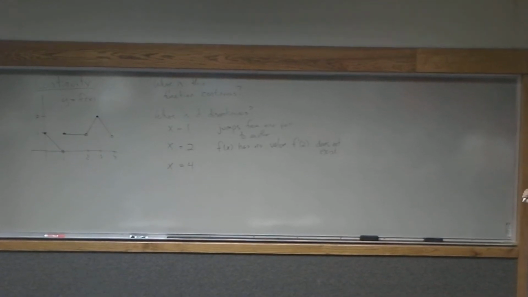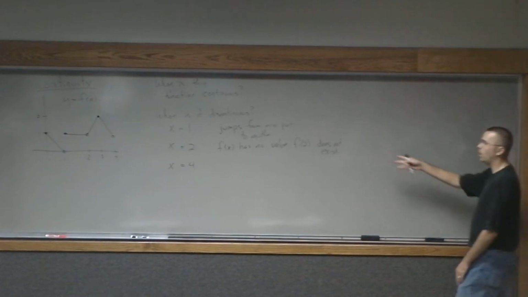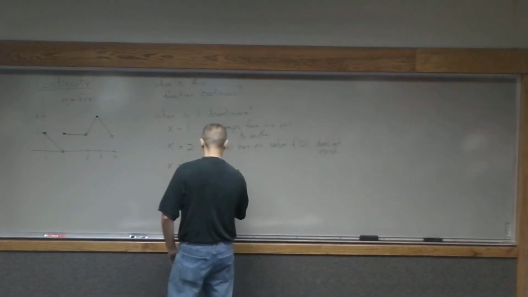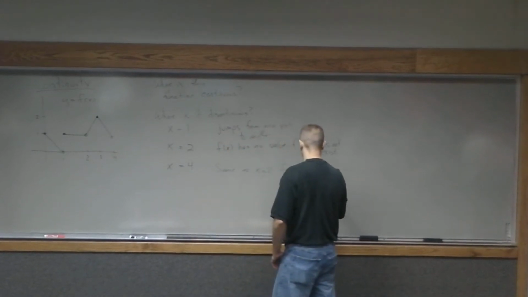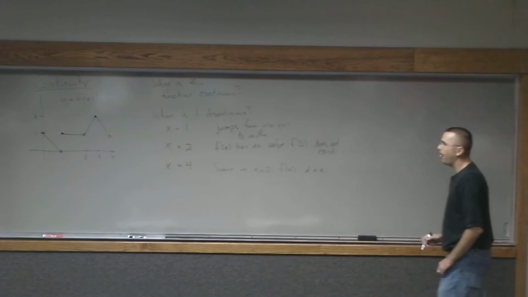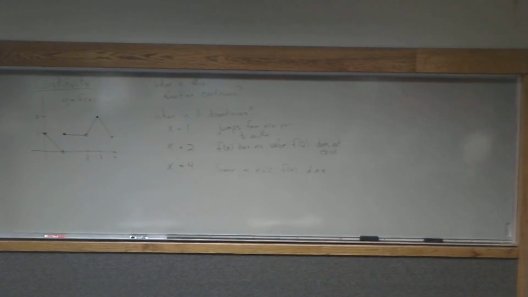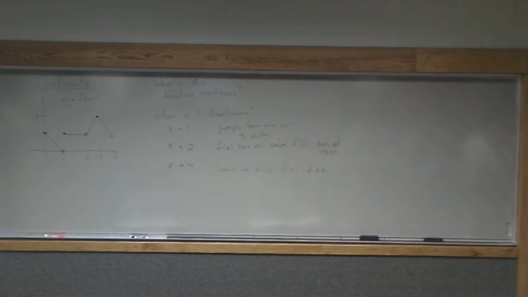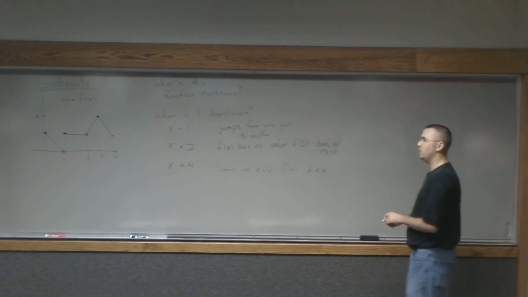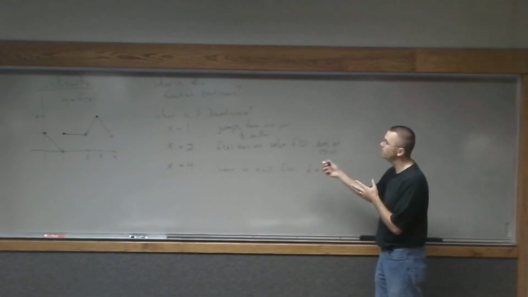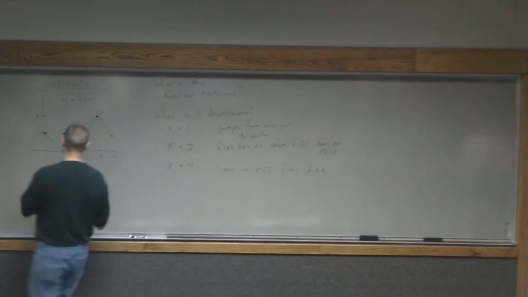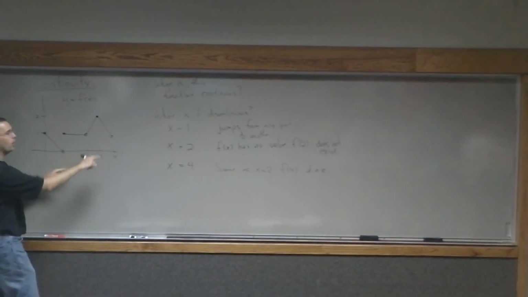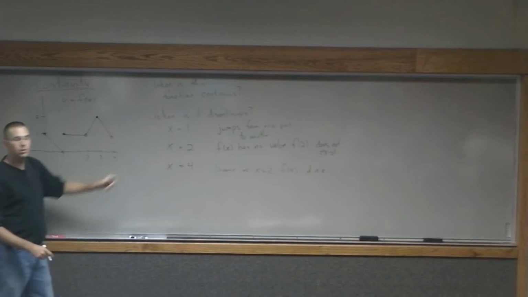And then x equals 4, same kind of problem as x equals 2. f of 4 does not exist. Okay. All right, so if these are all the places where it's not continuous, then by a process of elimination, one could say that it must be continuous everywhere else, right? Okay. And pretty much that is the case in this problem. This graph is continuous everywhere except at these 3 points here.